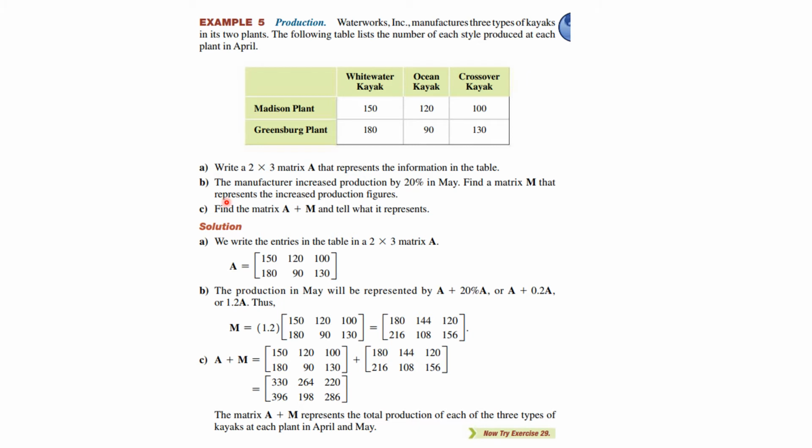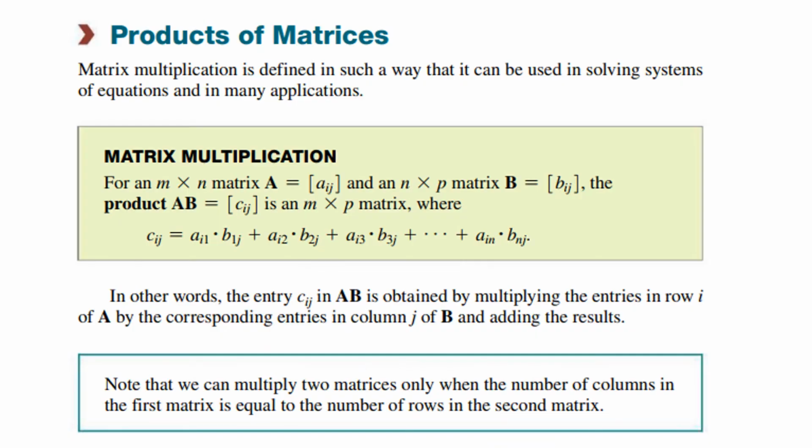Now, Part B says the manufacturer wants to increase production by 20% in May, and so that's found by the scalar multiple. We take 1.2 times this, and I get this is the production in May. And then they want you to add A and M. We do this, and computers can do this very fast, and you'll get this result, and you're supposed to interpret it as well. This represents the total production of each of the 3 types at each plant. And there's an exercise that you can try to test your understanding.